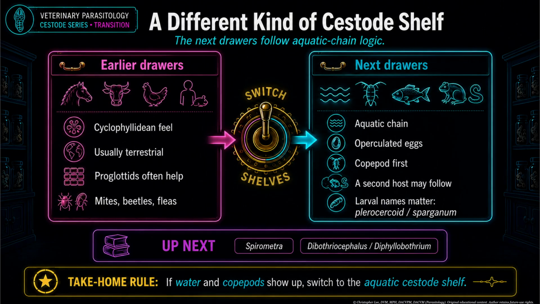Spirometra and the broad fish tapeworms follow Diphyllobothriidean logic, traditionally taught under the older Pseudophyllidean label. Think water, operculated eggs, a copepod first, and attachment grooves called bothria. A second vertebrate host usually follows, and the larval names suddenly matter. These are tapeworms with a suspicious amount of fluke energy.